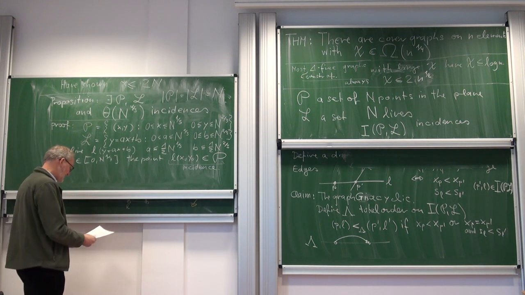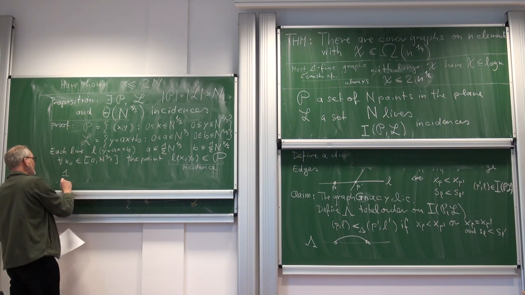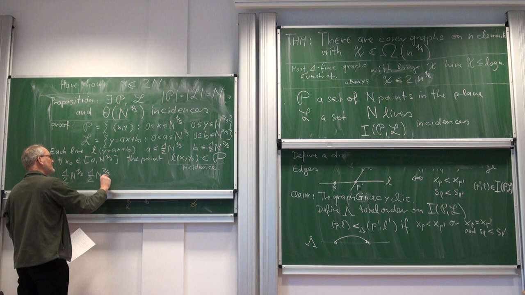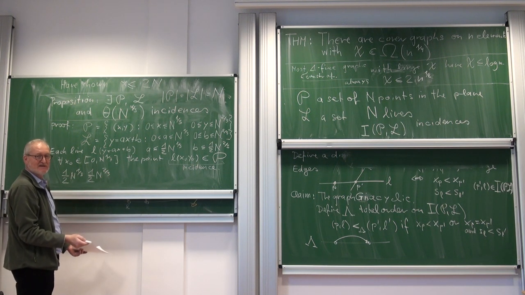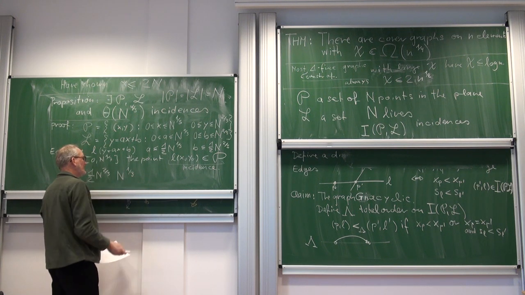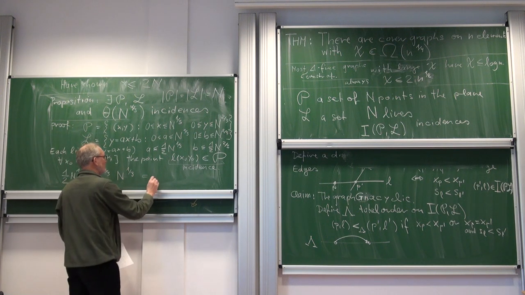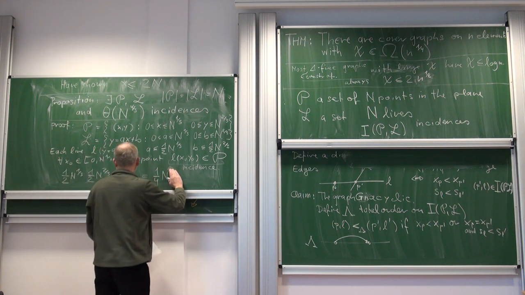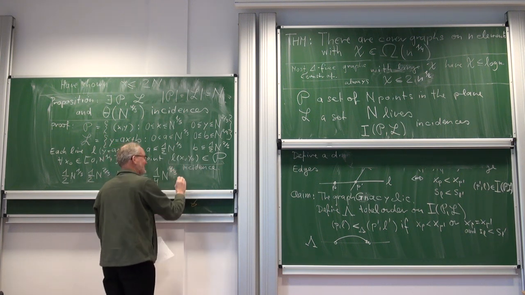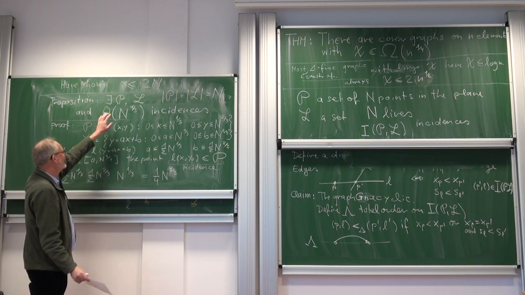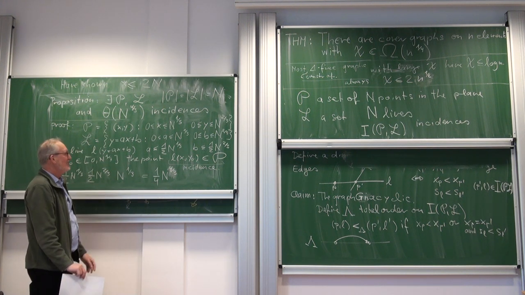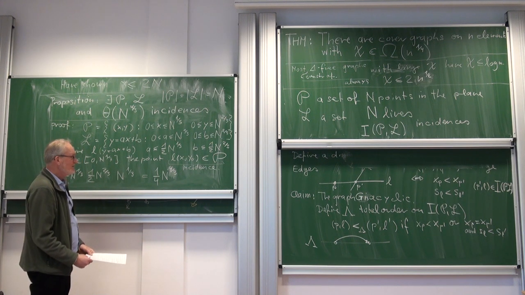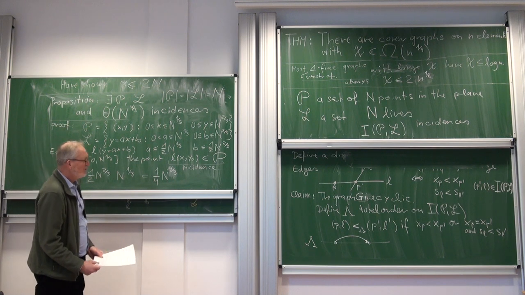And now how many incidences do we have? So at least one half n to the 1/3, one half n to the 2/3. This is the number of lines we are looking at, and each of these lines contributes at least n to the 1/3 incidences, and so this is equal to 1/4 n to the 4/3, which is in the claimed theta bound with a precise constant. And of course you can play a bit and improve the constant, but that's not the point for us.